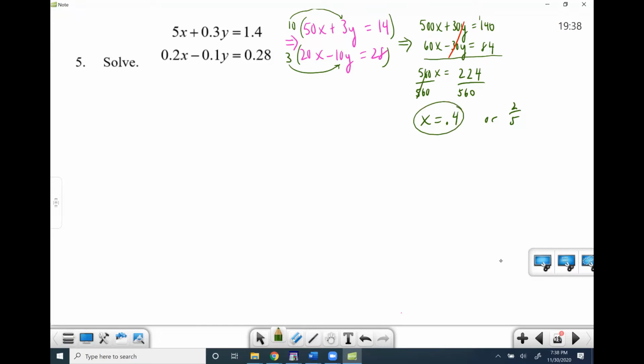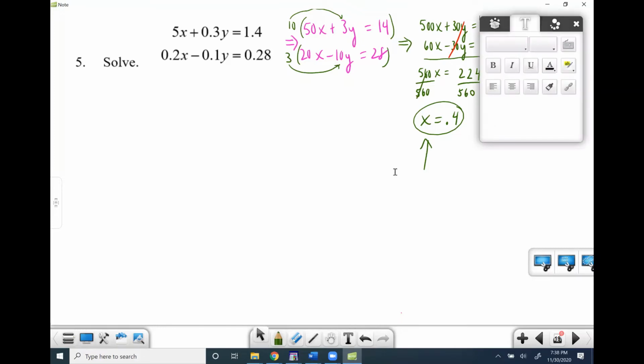Do you guys remember what we do with it once we get one of them? Plug it back in. Mm-hmm. And you can plug it back in. You could use the beginnings, but you can also use this pink right here because this is the same, it's just with the decimals gone. So I'm going to say I probably would rather plug it into the pink if I got to do it, you know, by hand especially.